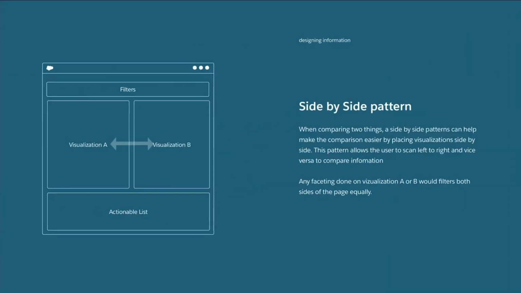Another common thing we'll see is a side-by-side pattern. So if the use case, what the person needs to do, is compare things, you might want to put two charts that are similar to each other right next to each other so they can make that visual comparison, almost squint their eyes and see the difference.